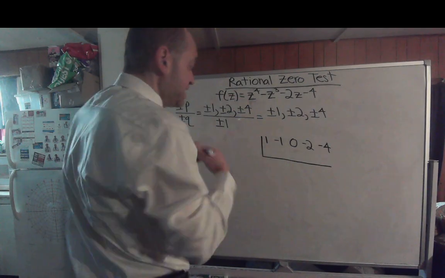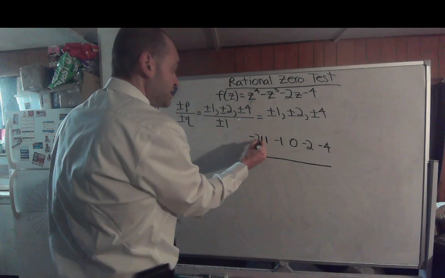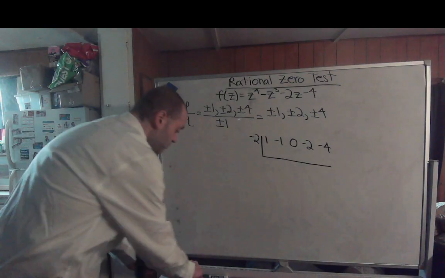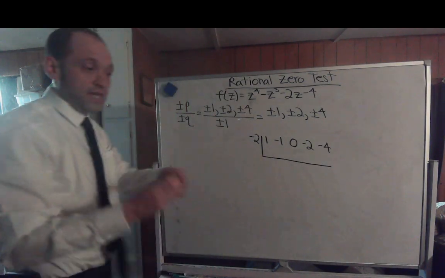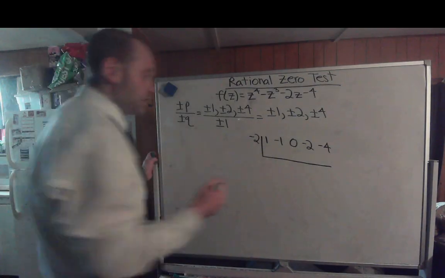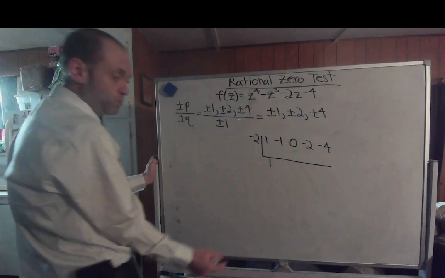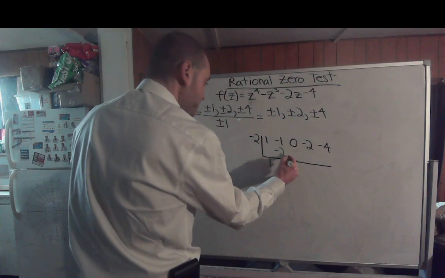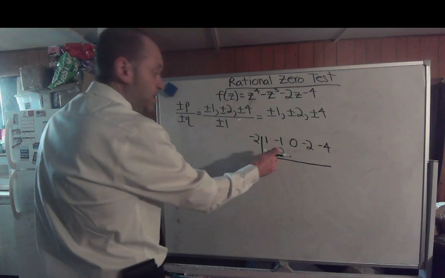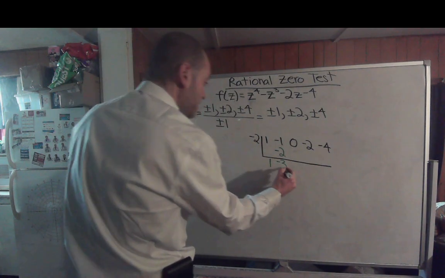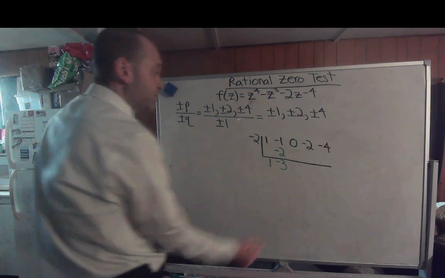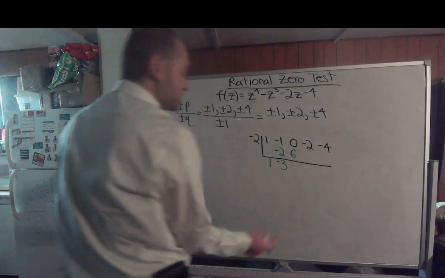Why don't we try negative 2? And again, this could be a bit of trial and error. If you don't get it your first time, that's okay. You're allowed to do trial and error. So bring down that 1 from above. Now negative 2 times 1 is negative 2. So negative 1 minus 2 is negative 3. Negative 2 times negative 3 is actually positive 6.